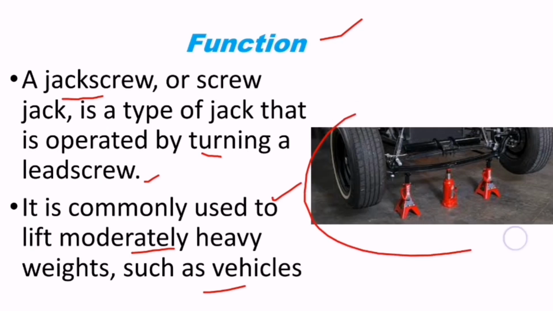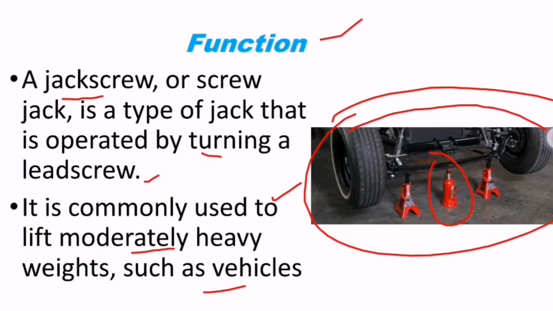Let's see this example. This is a car being lifted with the help of a small component called a screw jack. With the help of small effort, by rotating the lead screw of that screw jack, the weight of this total car is lifted up. So this is the function of a screw jack.